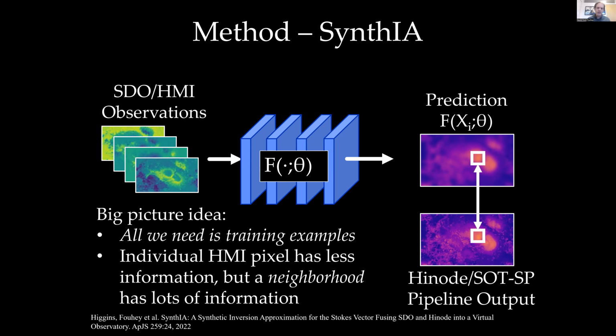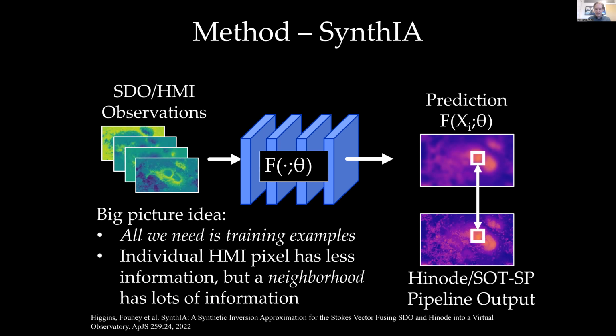But if we can co-align these instruments, then actually we can produce this sort of synthetic inversion. And this at first feels a little bit like magic because, well, if you can extract this information from the HMI data, why can't you extract it in the first place?